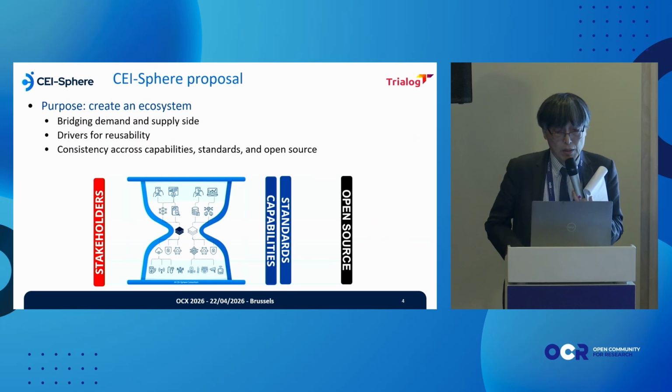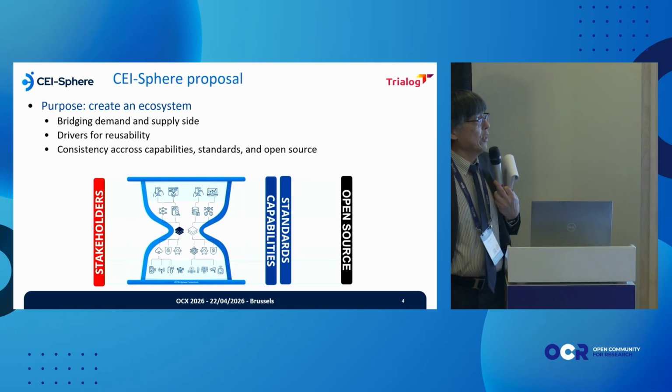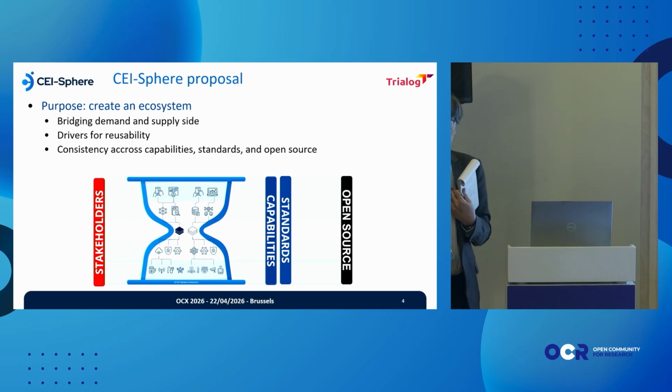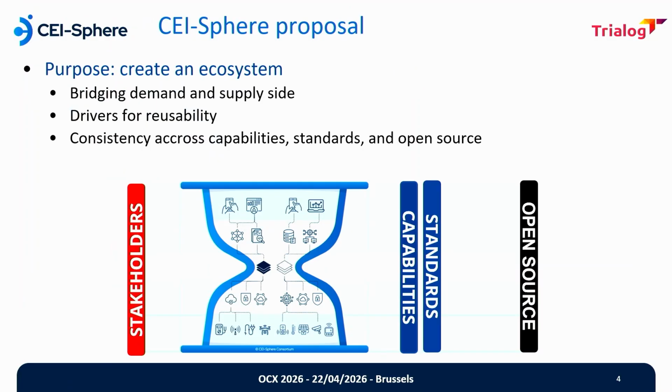So we applied it, and the purpose is now that we want to create an ecosystem where we bridge the demand and the supply side. Exactly as in the previous talk, we're talking about research, but we need also the industry. And this bridging is most important, okay? We need to find the drivers for usability so that the demand side will use reusable technology. In order to reach that, we need to create a consistent way of creating the system from the stakeholders to the capabilities, including the standards, and then open source.